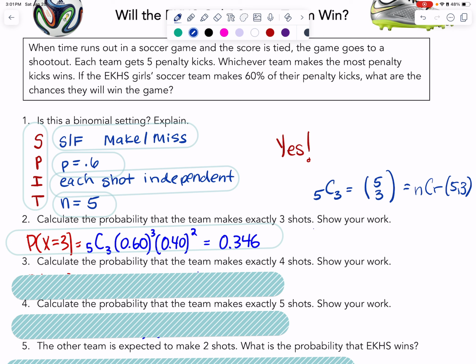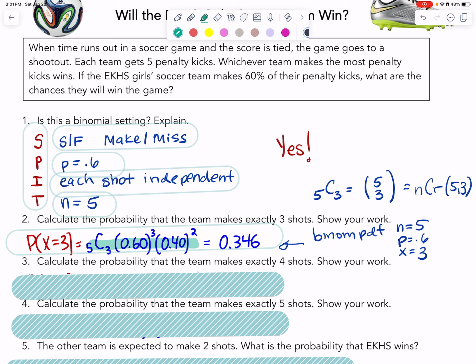Also, we found on our calculator that we used yesterday, binomial PDF. We put in N equals 5, P equals 0.6, and X equals 3, and you're going to get the same thing as here. You do need to know how to write it out for the test, though, so please continue to practice writing it out in this formula form for the test.